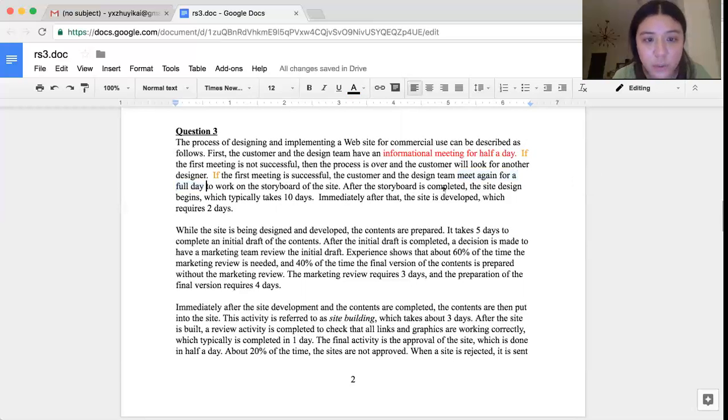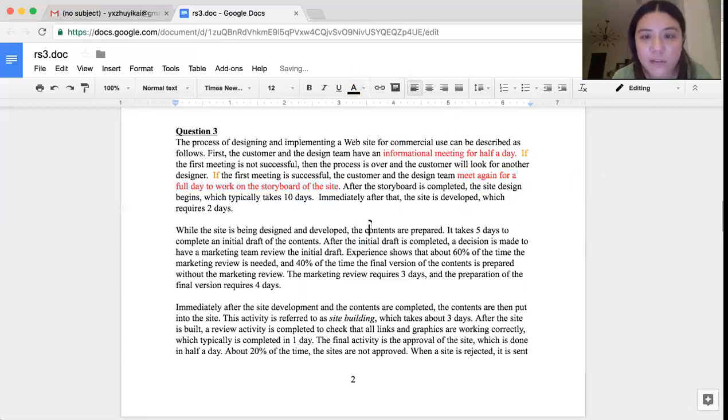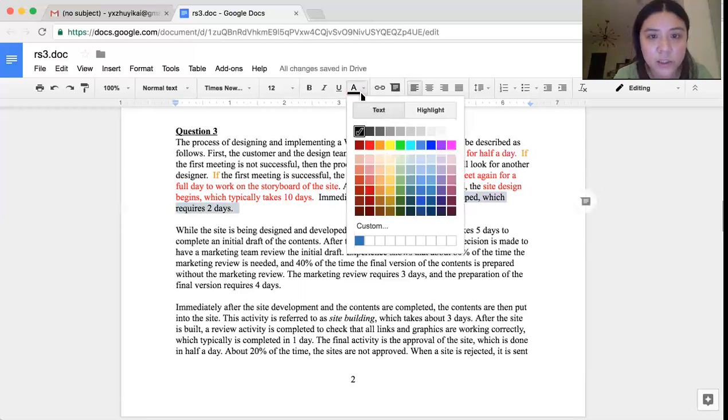To work on the storyboard of the site. After the storyboard is completed, the site design begins, which typically takes 10 days. Immediately after that, the site is developed, which requires 2 days.